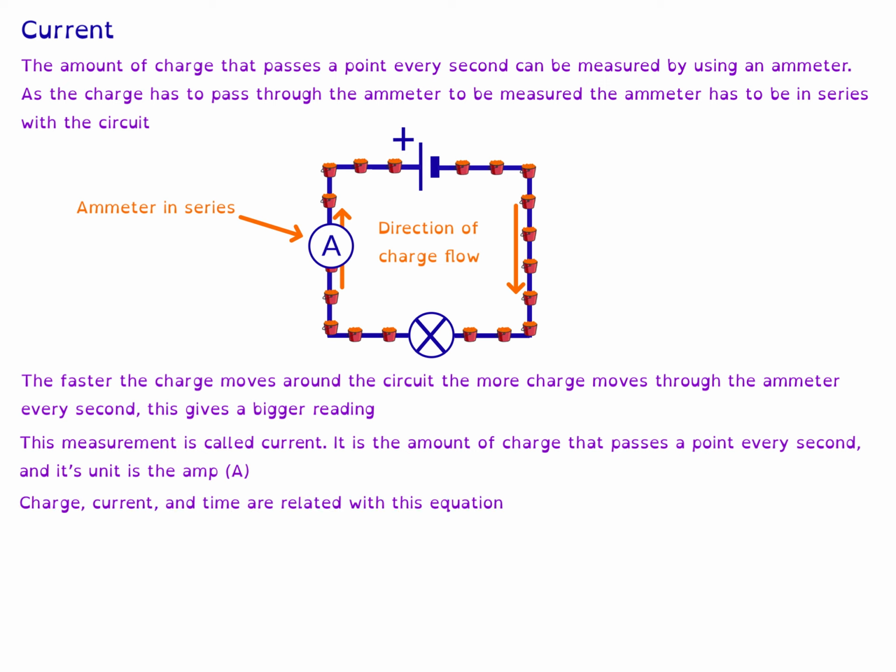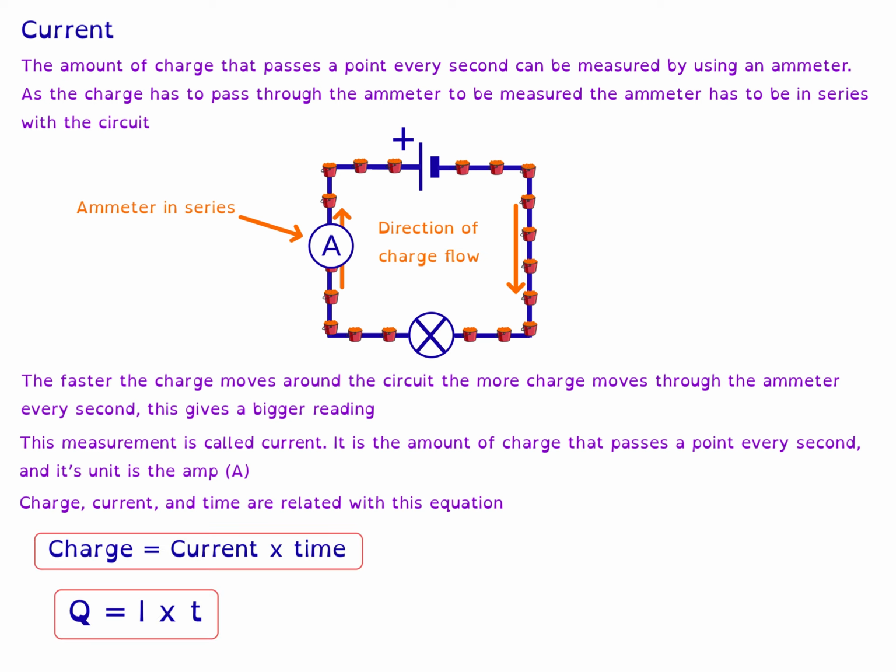Charge, current, and time are related with this equation. Charge equals current times the time, or Q equals I times T. The units: charge Q is in coulombs, capital C, current I is in amps, capital A, and time T is in seconds, S.